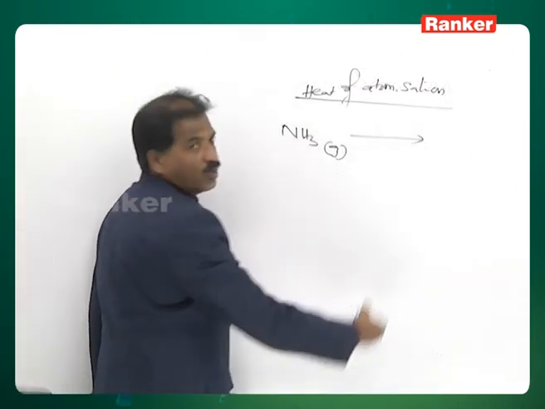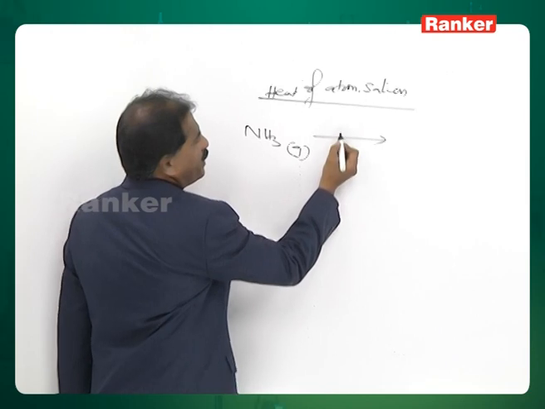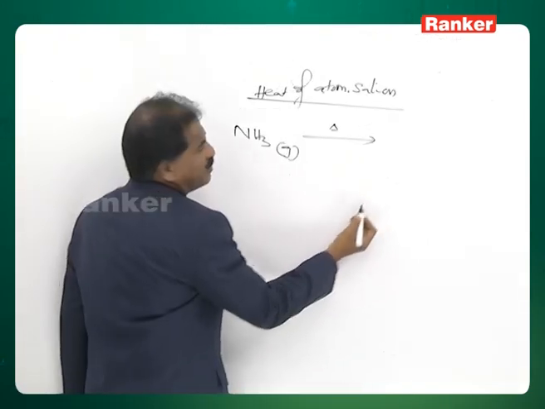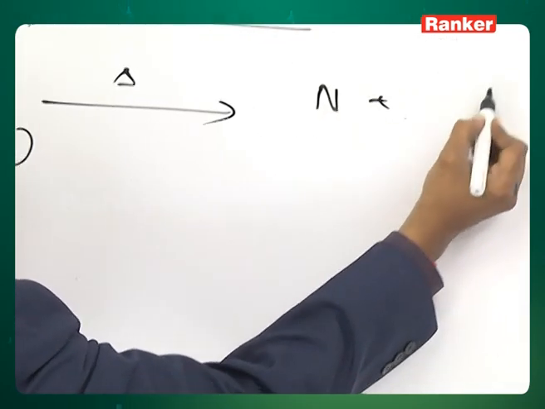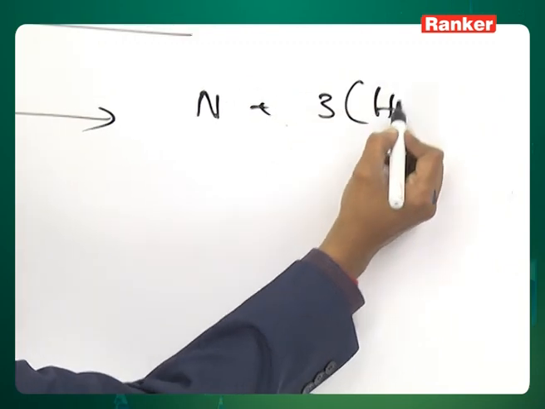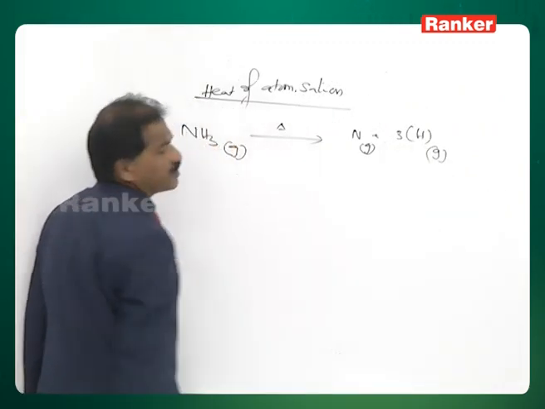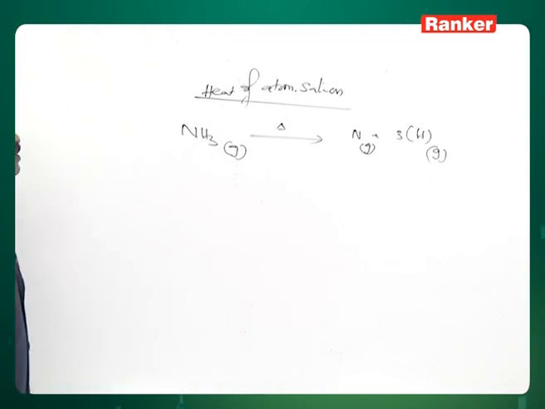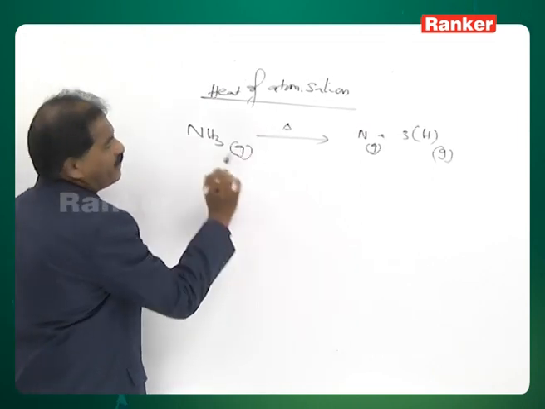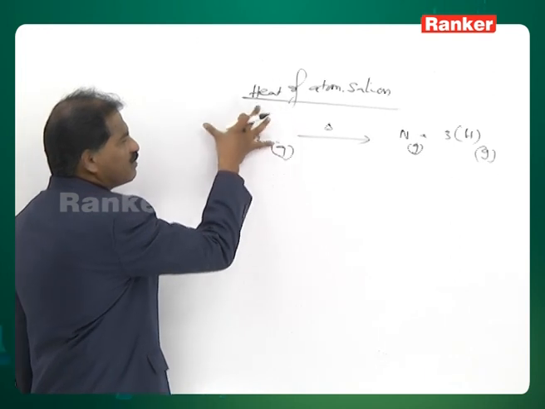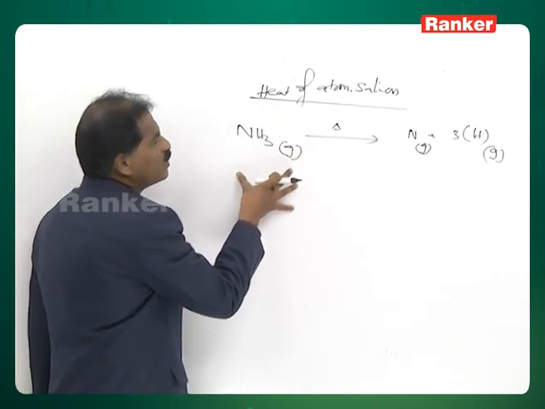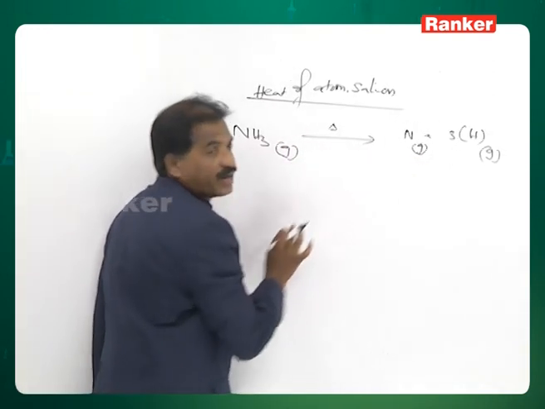We are taking 1 mole of the ammonia. We are supplying a sufficient amount of the heat energy. Therefore, here we are getting the independent atoms. All these atoms are in the gaseous state. Therefore, during heat of atomization, we will convert every type of the molecule into its constituent atoms.